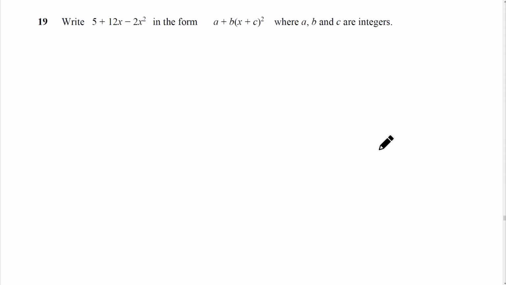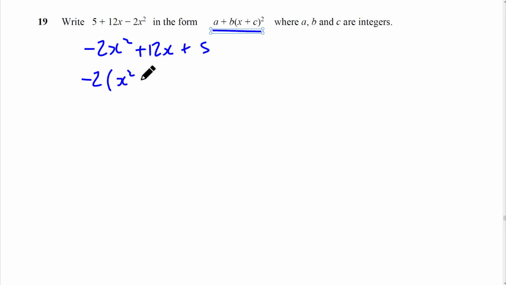Question 15. Right, this is completing the square. This is completing the square with a coefficient. So I'm just going to write it this way. Minus 2x squared plus 12x plus 5. That's just easier for me to work out. Remember, we take the minus 2 out. Then we're going to get x squared, but that's a minus there, minus on the outside, so that's got to be a minus 6x and plus 5. So this bit makes this bit, and we keep the plus 5.